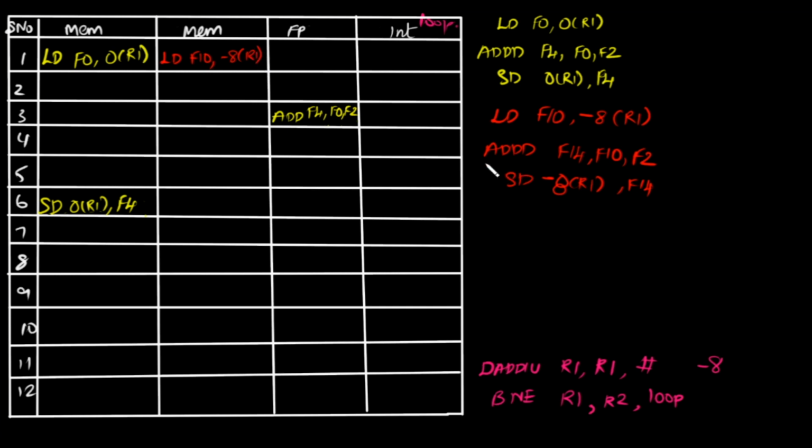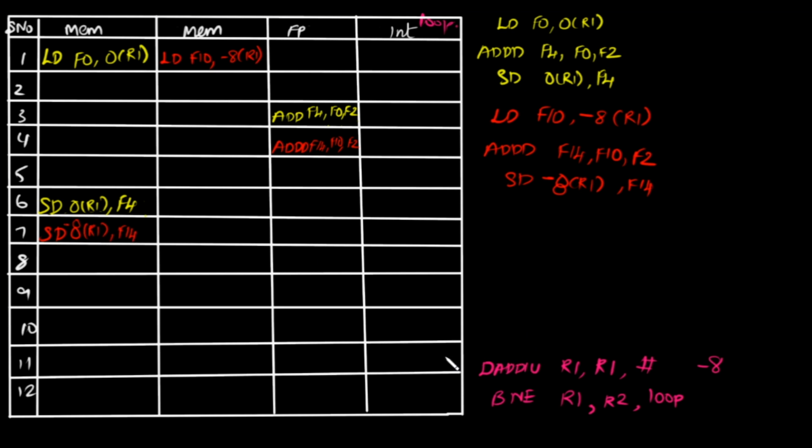Now this add has to be 1 clock cycle away from this load, so obviously we cannot fill it here. We try to fill it here, but already there exists another add, so we can fill it in the next slot only. So add F14 comma F10 comma F2. Now from these instructions, 2 clock cycles away the store has to be there, so you will put the store here: store of -8 of R1 comma F14.